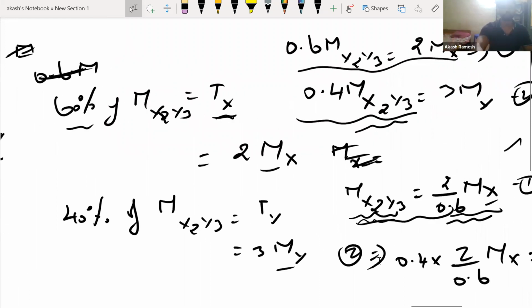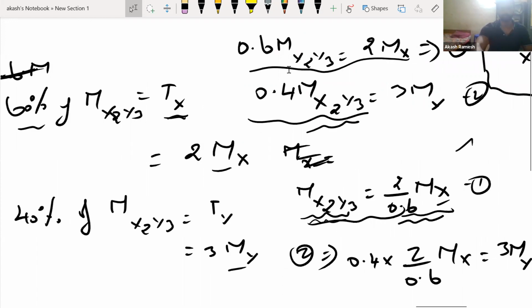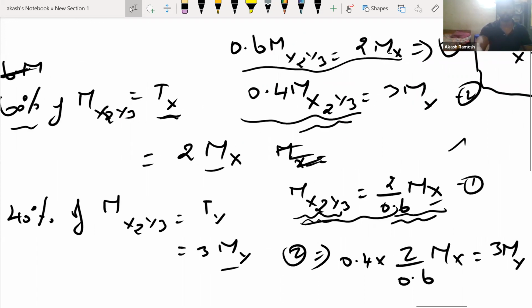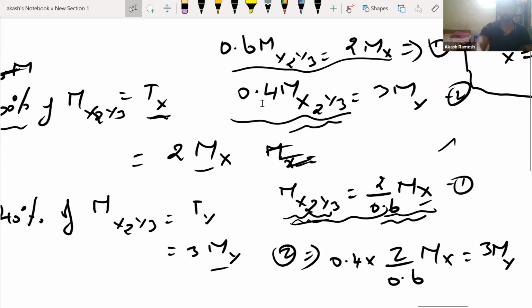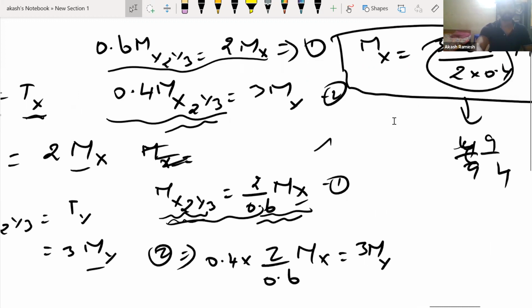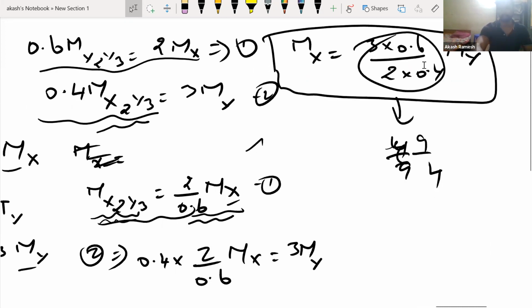So we wrote 60% means 0.6 into molecular mass of X2Y3 is 2 into Mx. 0.4, that is 40% of mass of X2Y3, that is total mass of Y, is 3 into My. Then I took mass of X2Y3 in terms of this, and I substituted this X2Y3 mass in terms of X in this equation. And then we directly get a relationship between atomic mass of X and atomic mass of Y: atomic mass of X is equal to 9/4 into atomic mass of Y.